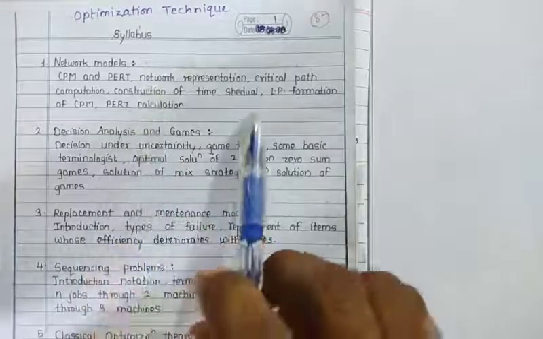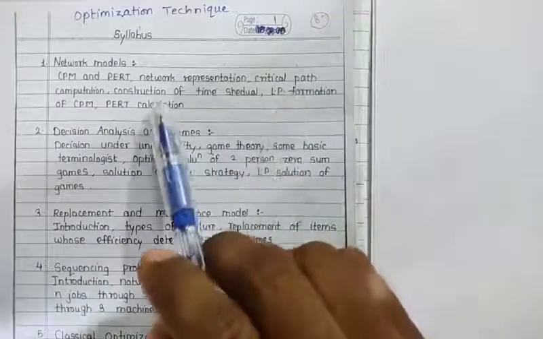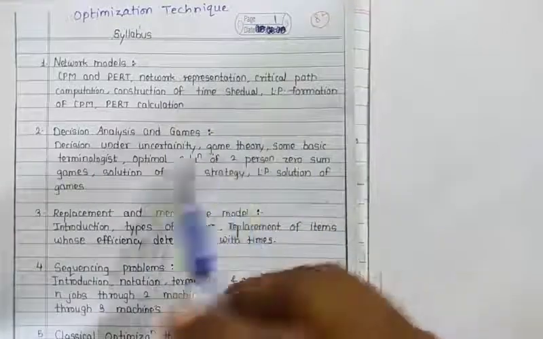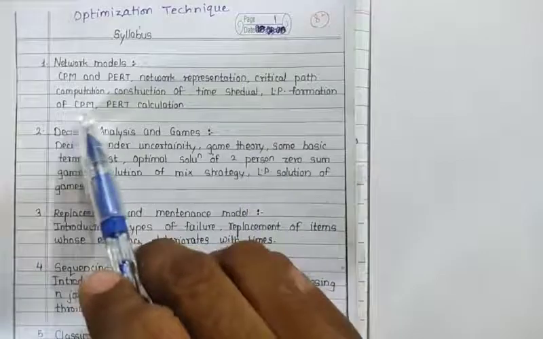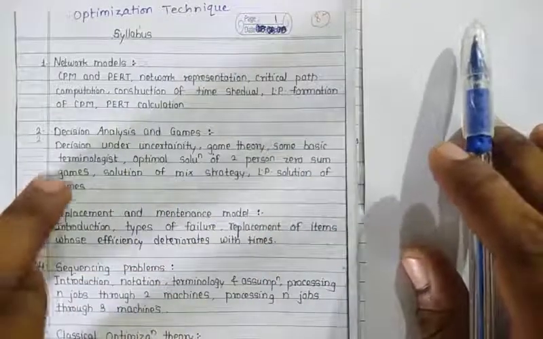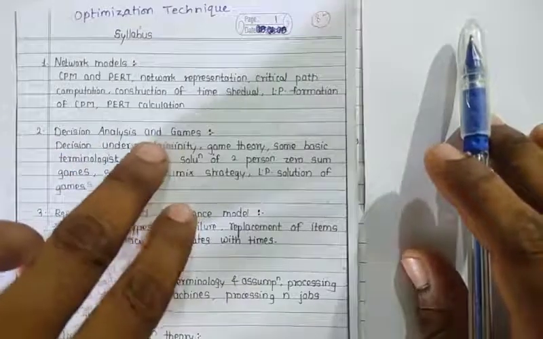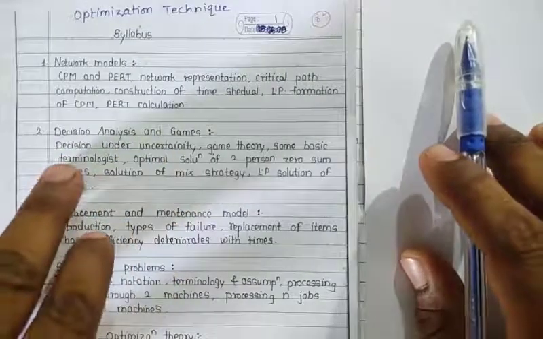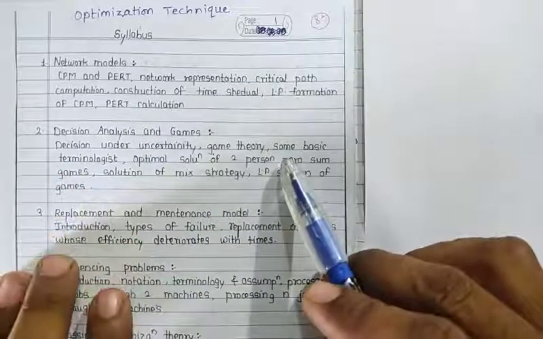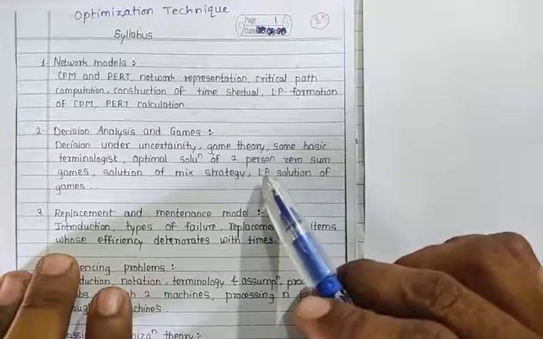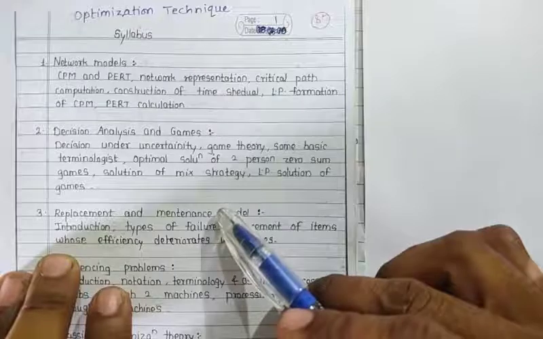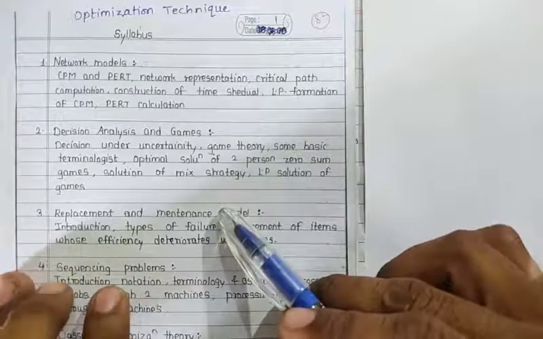Then we'll see network representation, critical path computation, construction of time schedule, linear programming formulation of CPM and PERT calculation. Okay, and then the next chapter is Decision Analysis and Games, that is game theory. Under that we'll see decision under uncertainty, game theory, some basic terminologies, optimal solution of two-person zero-sum games, solution of mixed strategies, and then linear programming solution of games.